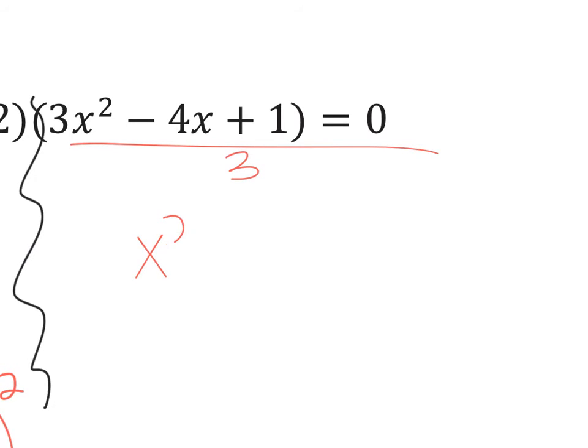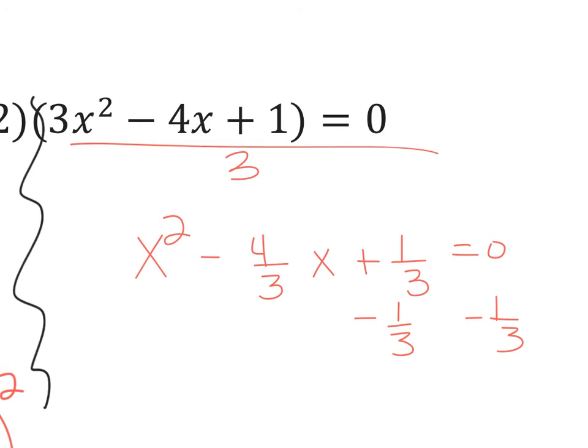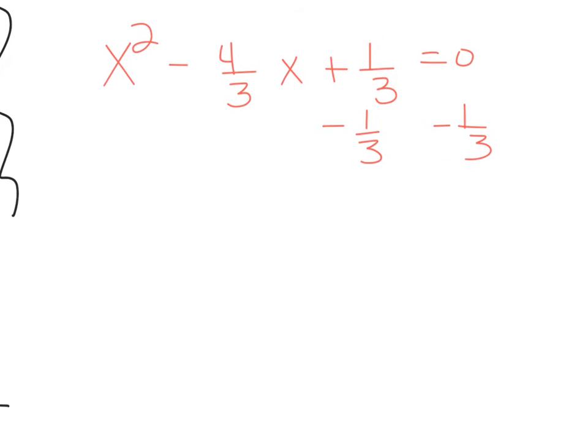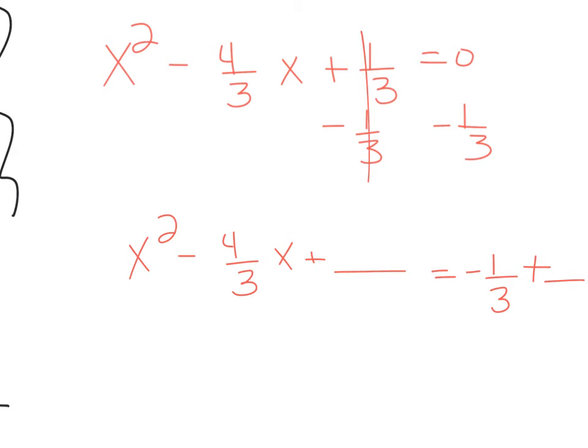Okay, so x squared minus 4 over 3x plus 1/3 equals 0. Start to complete the square. Subtract 1/3. I'm going to take this nice and slow because I haven't done this problem yet. I left my space for my magic number, and now I'm going to find my magic number by doing -4 over 3, divide that by 2, and square it.